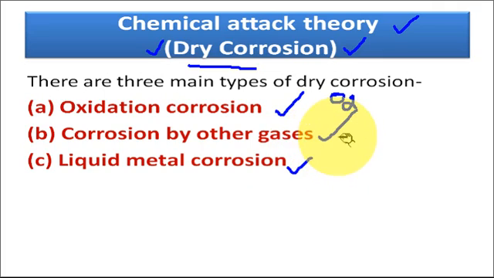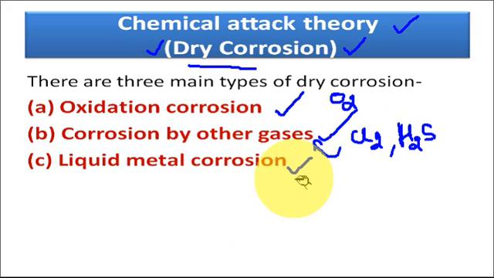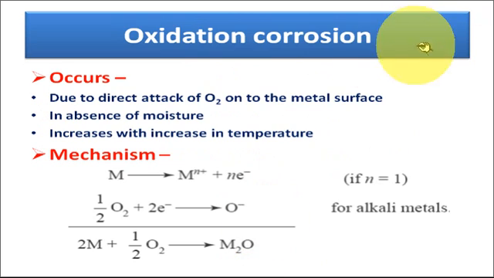For corrosion by gases other than oxygen, some other gases can also directly attack the metal surface. So, corrosion due to these other gases is categorized in this type. The third one is the corrosion of solid metal due to the attack of a liquid metal. This is known as liquid metal corrosion. So, let us discuss one by one. First is oxidation corrosion.